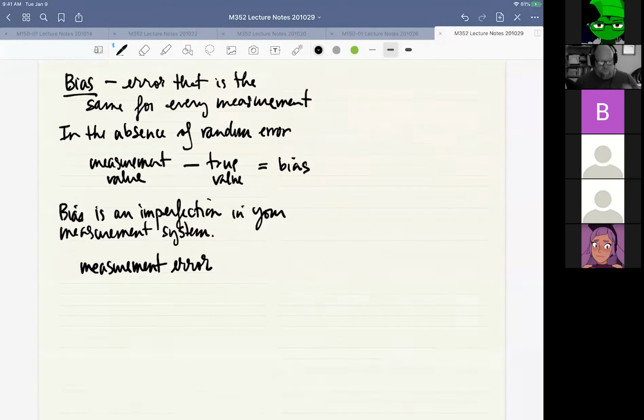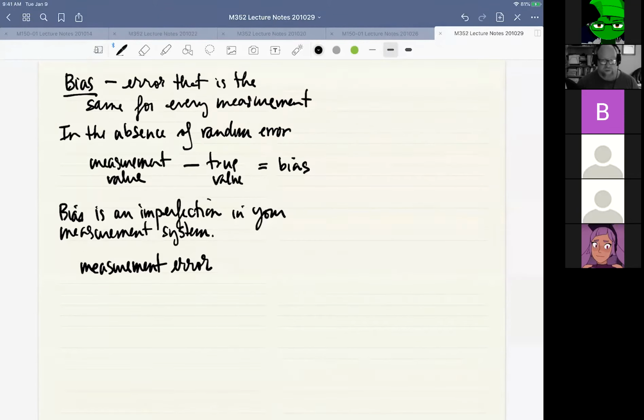I would have thought that would be random error, not bias. I'm confused. I mean, part of it could be random error. That certainly could play into it.